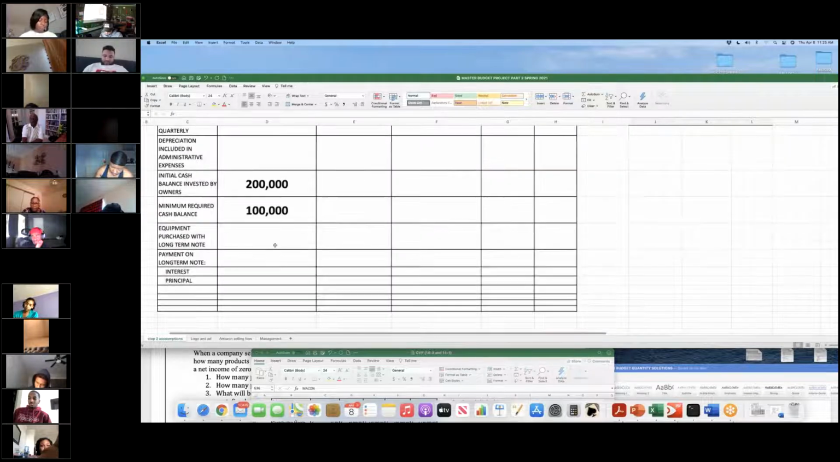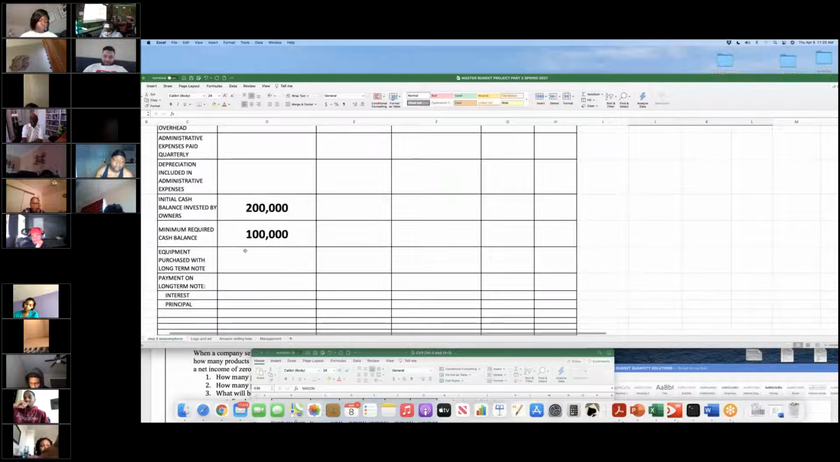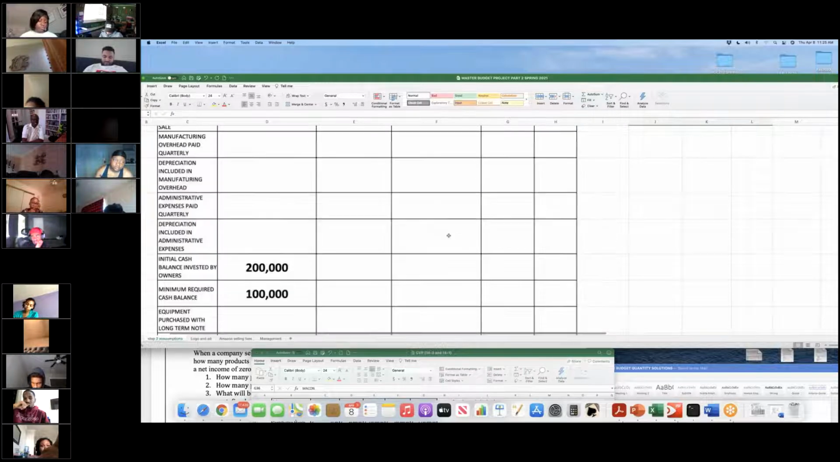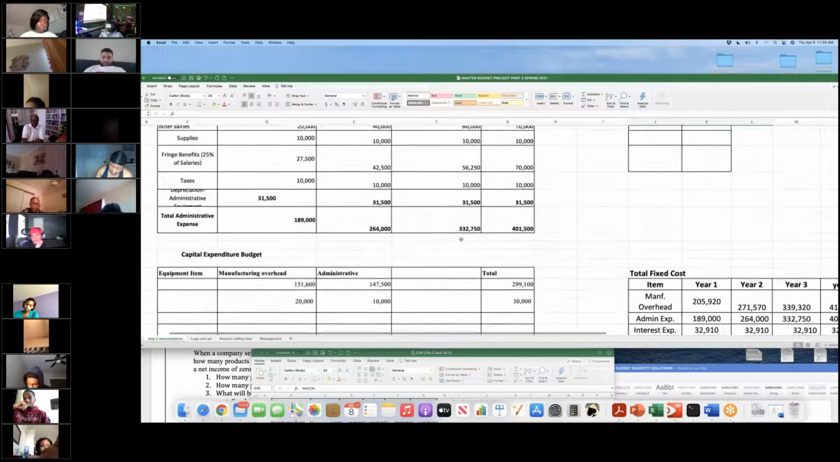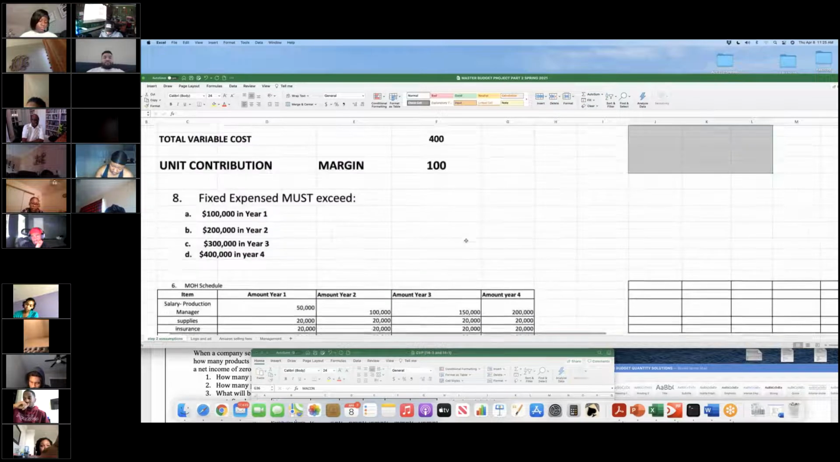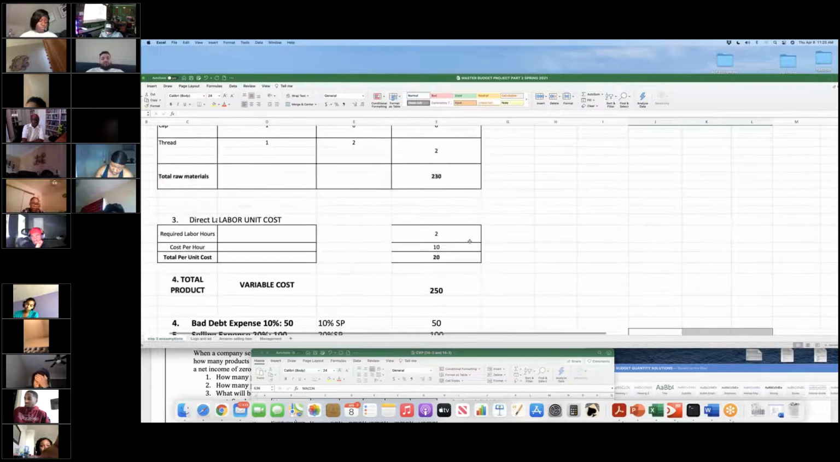So this is part 2 of the project in Excel. Did I answer all the questions, Tyler? Yeah. Is this a template for this, or do we make our own? This template is in Blackboard, but you can look at it and adjust it and work with it.